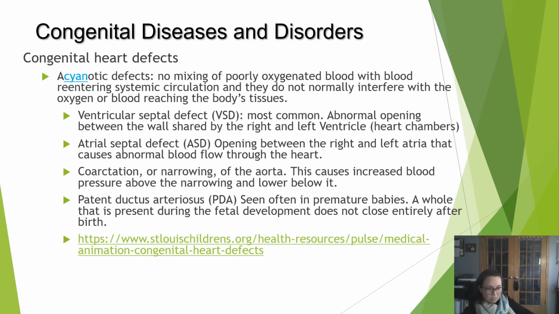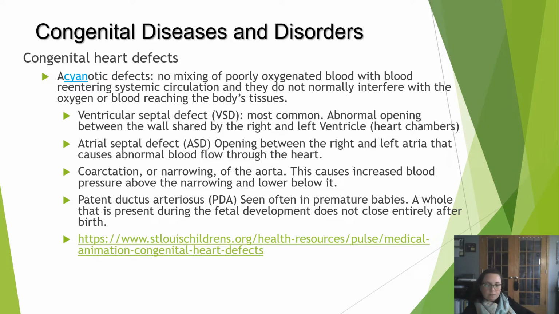All right, let's start with the heart. Acyanotic defect. Cyano is going to be a medical clue term for blue, hence the blue text to help you remember. Cyano, or A, is anti-blue. Acyanotic defects are distinguished by no mixing of poorly oxygenated blood with blood re-entering the systemic circulation, which means that they do not normally interfere with the oxygen or blood reaching the body's tissue. So there's a defect, but your body's not turning blue yet, so it's acyanotic.